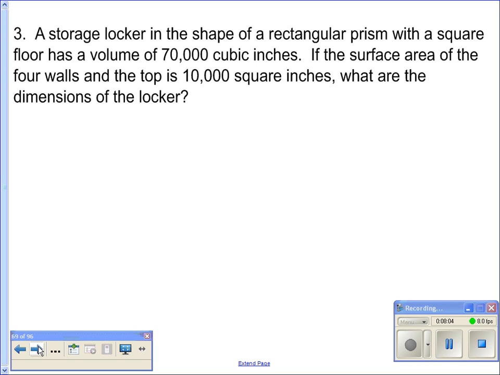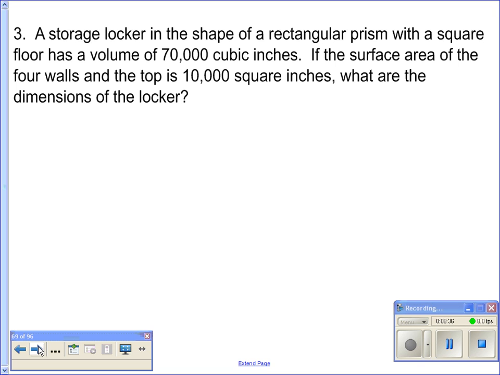All right, in number 3, we have a storage locker in the shape of a rectangular prism with a square floor, has a volume of 70,000 cubic inches. The surface area of the 4 walls and the top is 10,000 square inches. And what are the dimensions of the locker? Okay, so for this one right here, we're going to have to set up two equations. First of all, it tells us that the volume is 70,000 cubic inches.